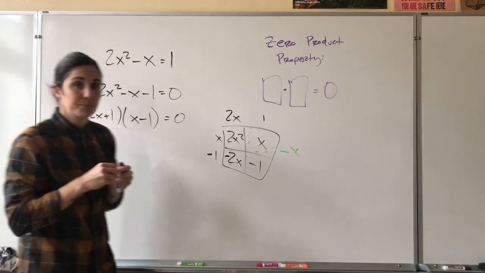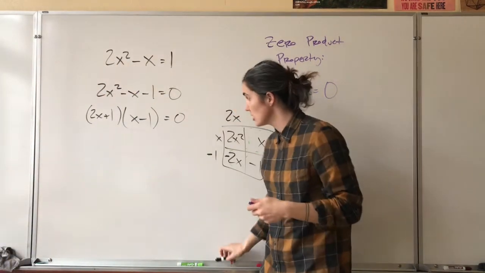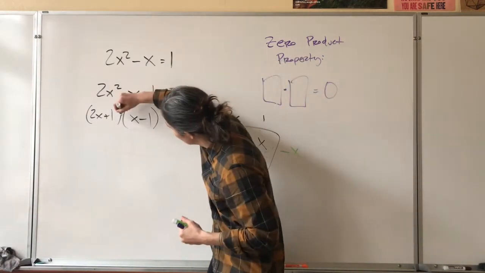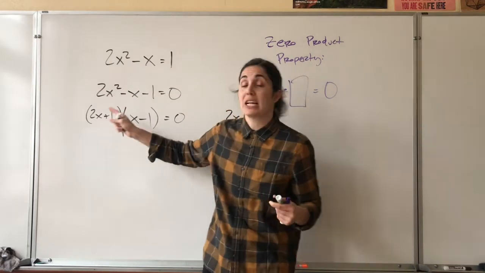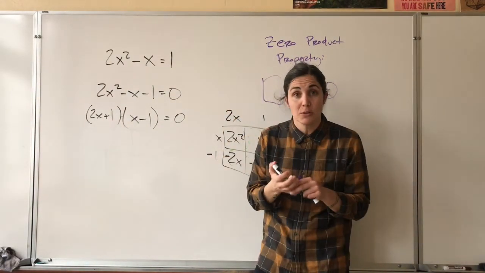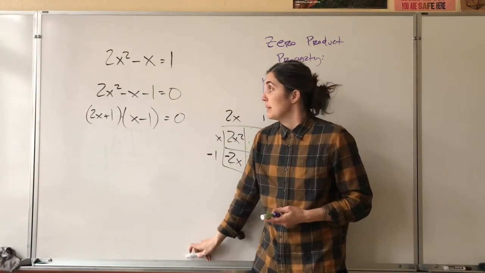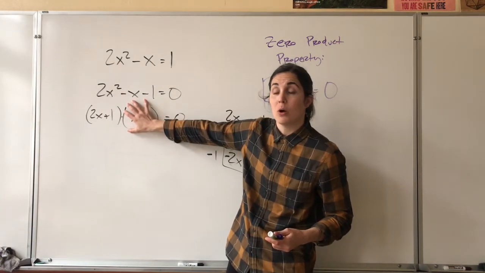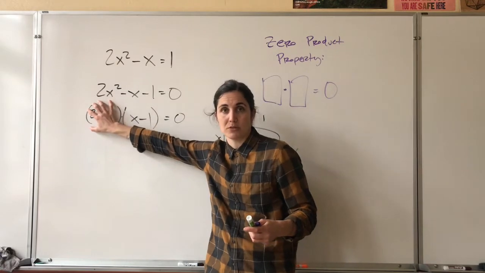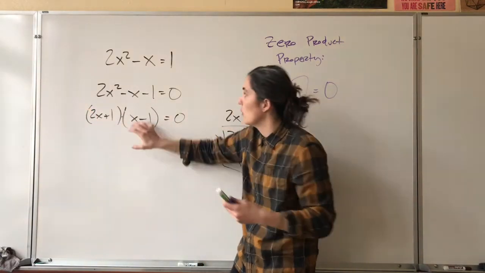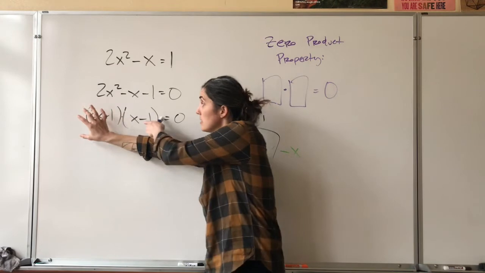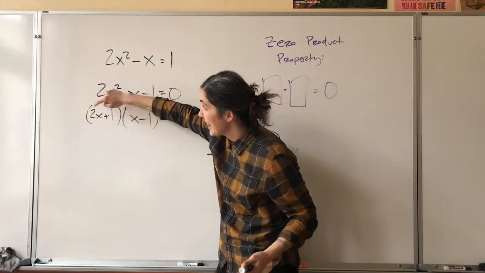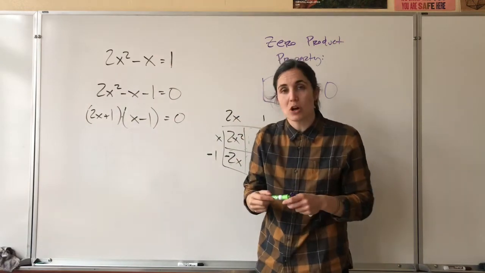And now here is the part where I get to use my zero product property. Here, we don't necessarily need to write the dot, but I've got two things that multiply together to be 0. It means I can say either the first one equals 0 or the second one equals 0. So I'm looking for what numbers would make this 0, or what numbers would make that 0. And those are my solutions.